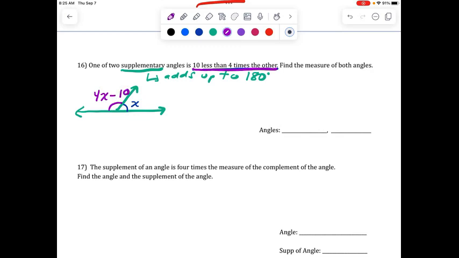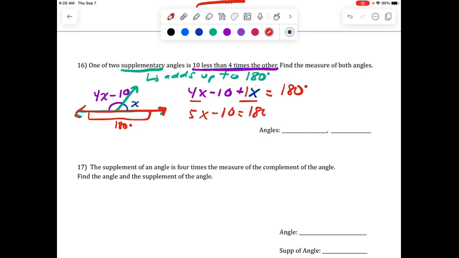So now, the purple angle and the blue angle together form this straight line, and this whole straight line is 180 degrees. So what we could say is the first angle of 4x minus 10 plus the second angle of just x, and let me even use the same color so you know where they're coming from. So 4x minus 10 plus x equals 180 degrees. So if I combine my like terms, this and this, there's a 1 there. We have 5x minus 10 equals 180.